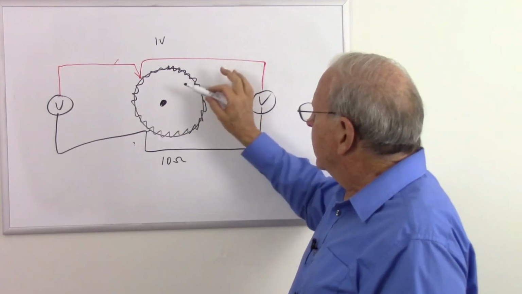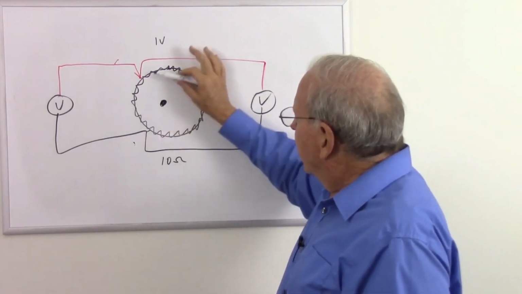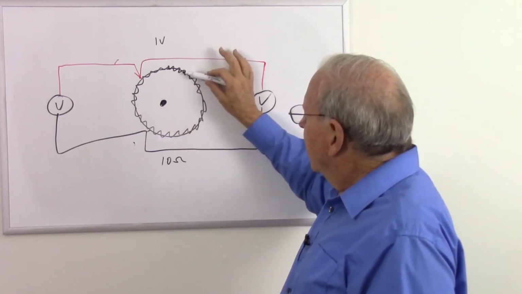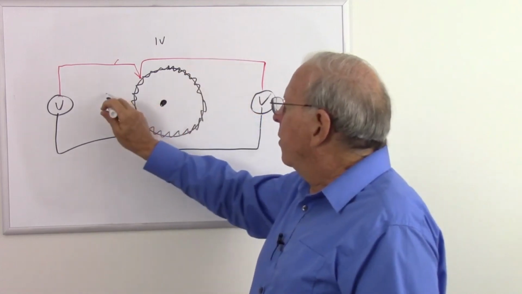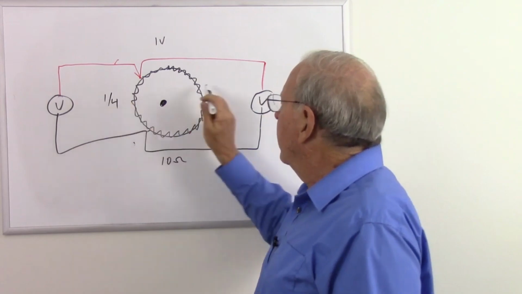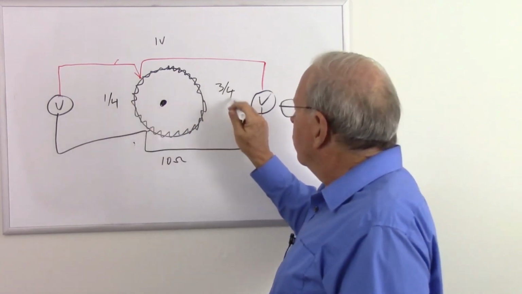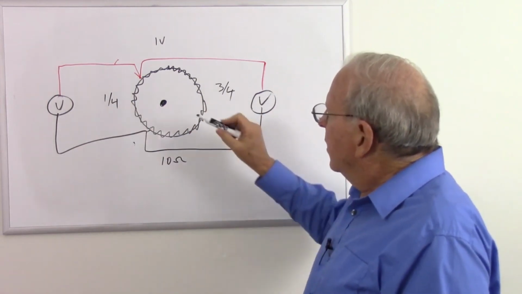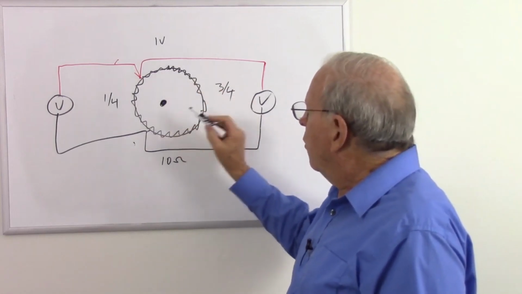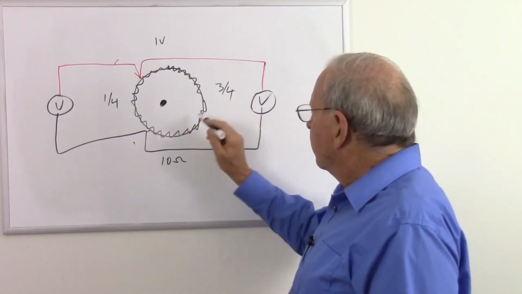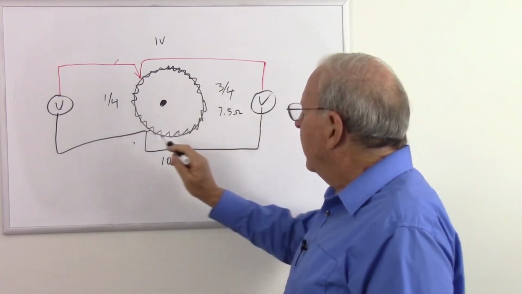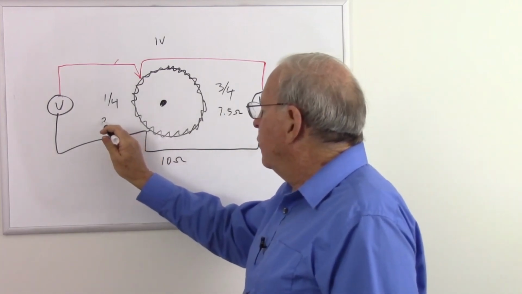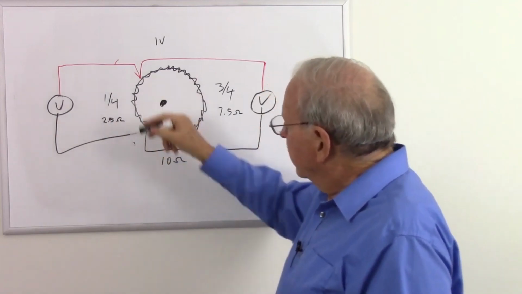And let's say, just to make things easy, that I've got 1/4 of my loop here and 3/4 of my loop there. Does that look, that looks close enough. So if the total is 10 ohms, I should have 7.5 ohms on this side, and I should have 2.5 ohms over on this side.